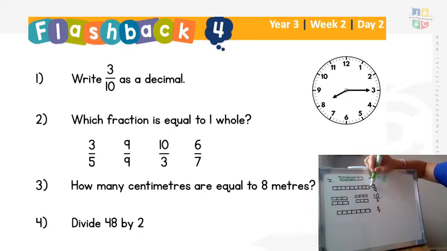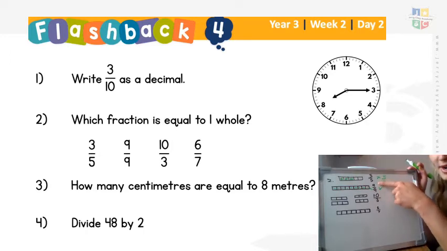9/9. So I've got 9 parts because that is my denominator. And then I'm going to shade 9. 1, 2, 3, 4, 5, 6, 7, 8, 9. So we can say that I have shaded the whole, so that one is correct because my numerator and my denominator are the same, which makes the whole.